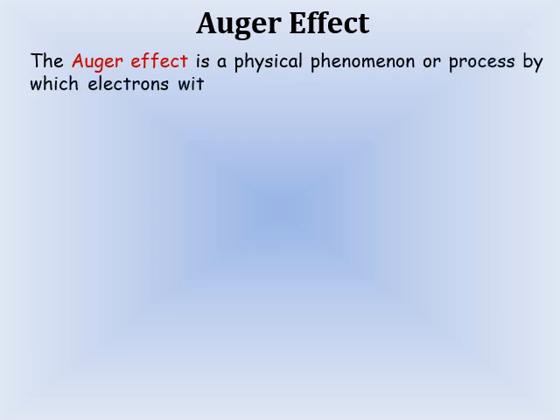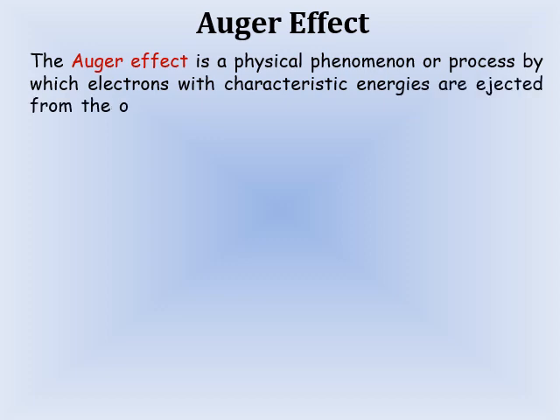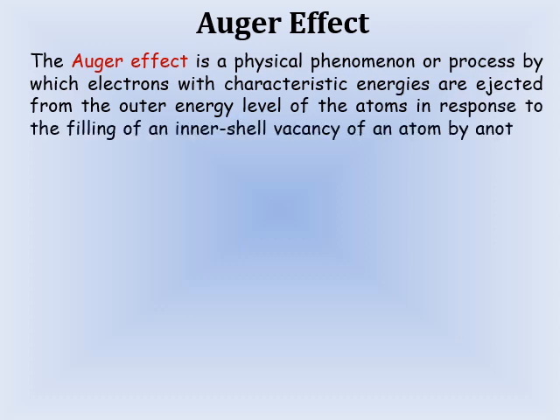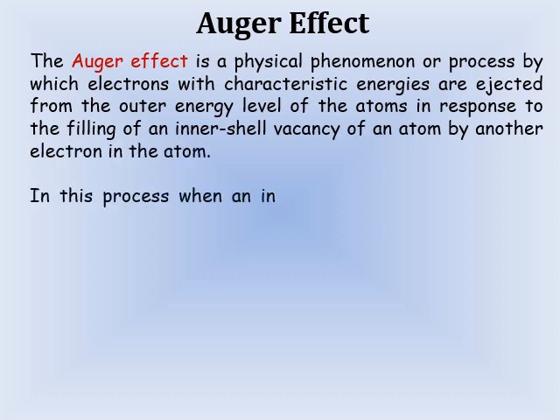Auger effect. The Auger effect is a physical phenomenon or process by which electrons with characteristic energies are ejected from the outer energy level of atoms in response to the filling of an inner shell vacancy of an atom by another electron in the atom.